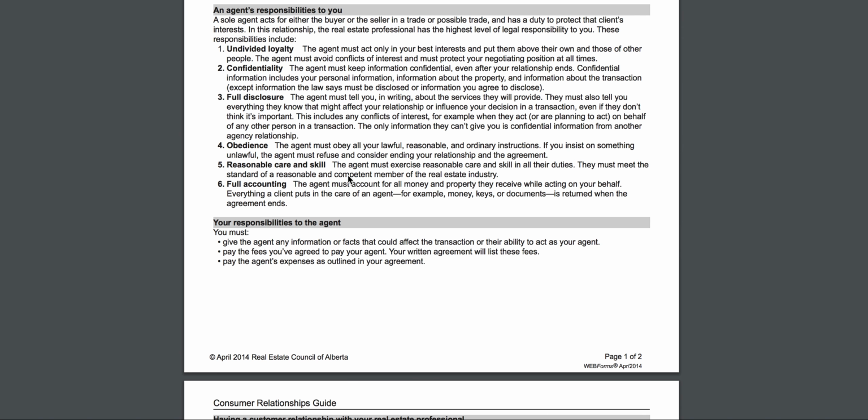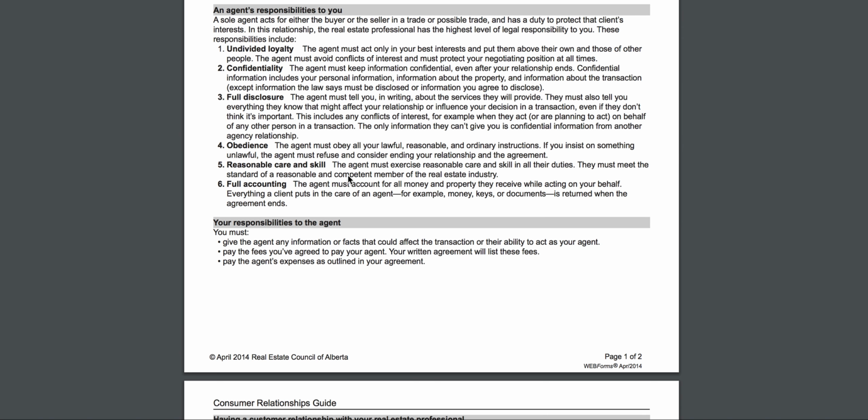Also be aware that if something that you suggest is not lawful or is unreasonable, the agent must refuse. And in some cases, relationships may end if that does arise. So just keep that in mind. Generally, this doesn't happen, but sometimes you get all different types of things that happen in real estate.